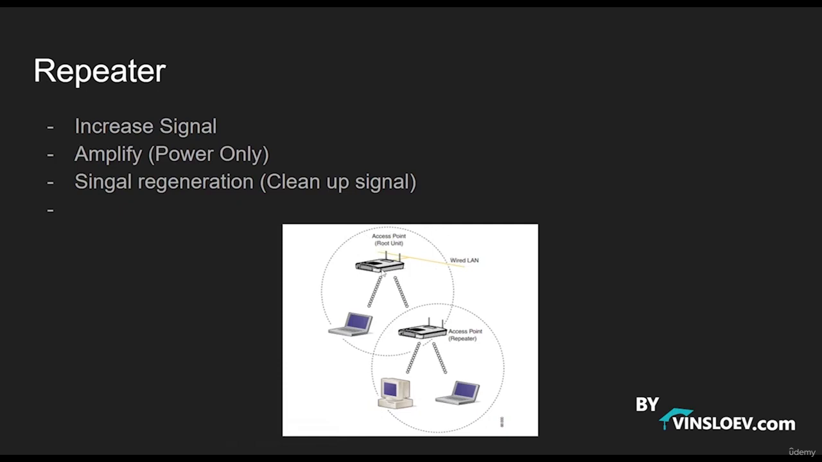And it can do so in two different ways. It can amplify, meaning that it just smacks the message out with more power, and it can do signal regeneration, meaning that it tries to clean up the signal, because when a message transfers either through the air or through cable, there will be some electromagnetic interference that will at the end destroy the package.